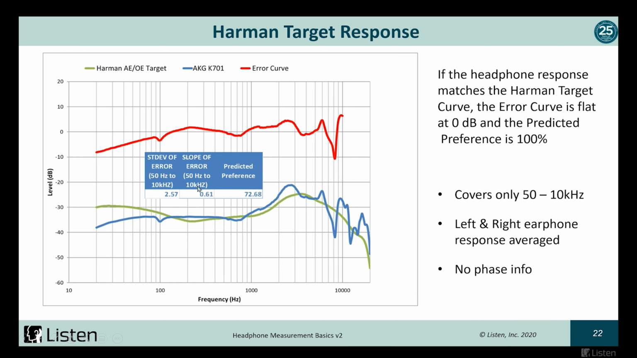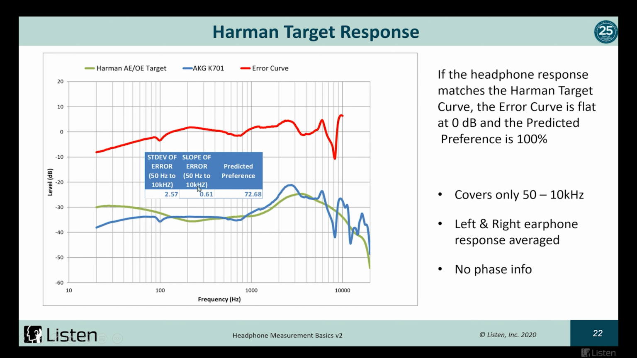So you see the green curve is the Harman target curve. And then the blue curve is the actual response. Of course, there's some high frequency cancellation going on. Maybe there's cone breakup. Maybe there's standing waves inside the ear, and the coupler. And ideally, if the headphone response or earphone response matches the Harman target curve, you will get what they call a flat error curve at 0 dB.